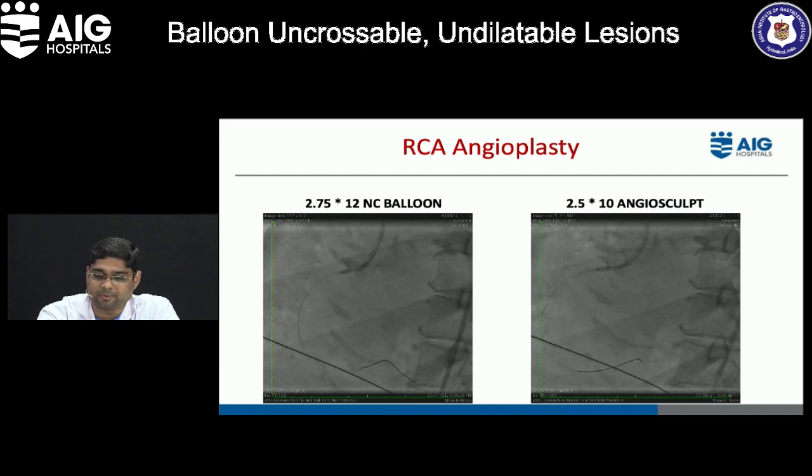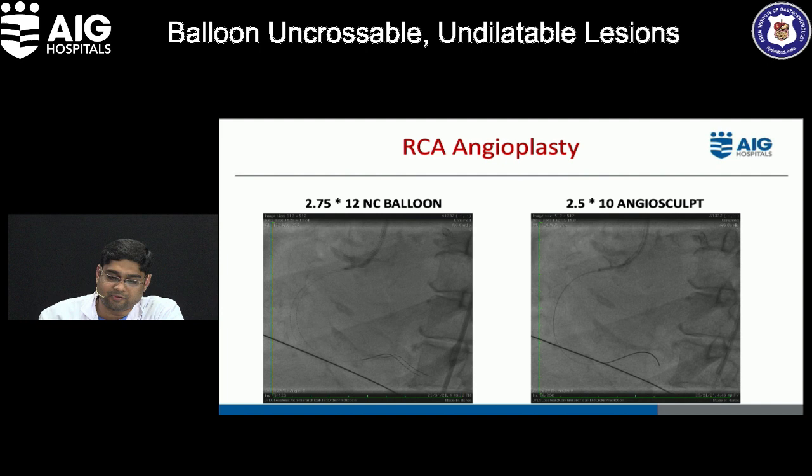One more problem is we were in with a 6 French guide catheter. The cutting balloon's minimum requirement is a 6 French guide catheter, and it does not traverse through a 5.5 French guide liner. So in this case we can use a cutting balloon, but we cannot use it with guide liner support, which would help us in crossing the lesion. So the cutting balloon didn't cross.